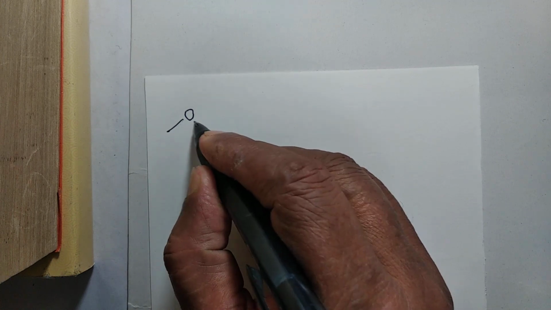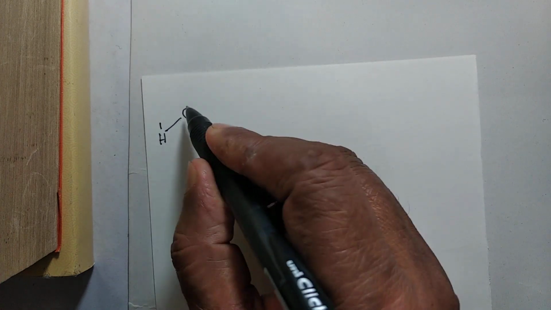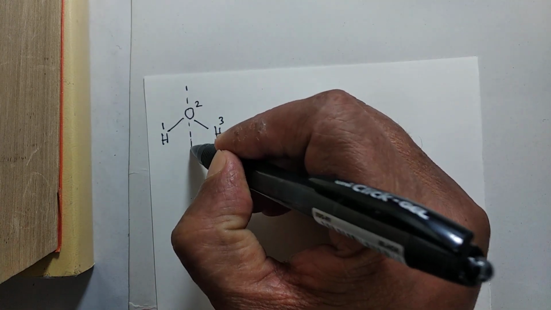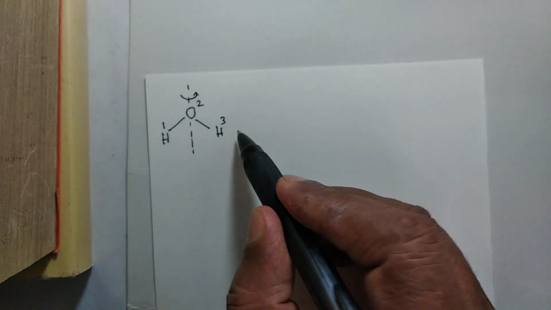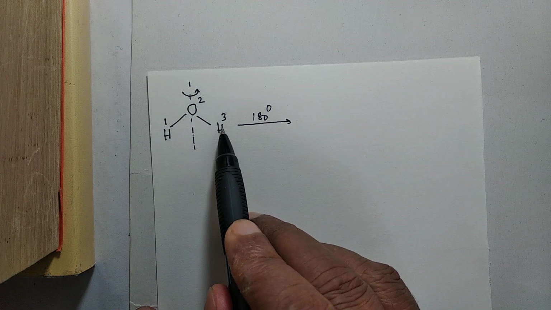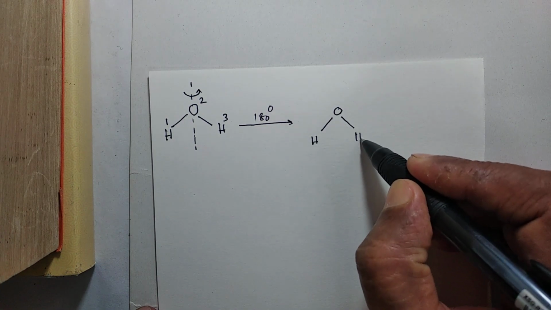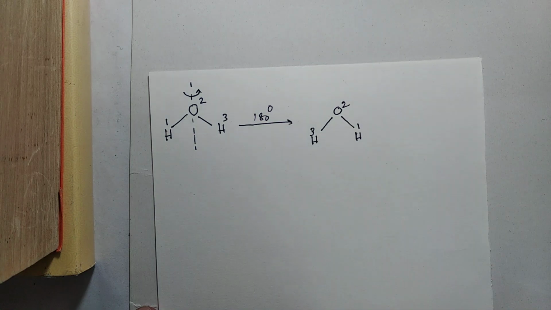Let us first consider the simplest molecule, water. For our convenience, we will label these atoms as 1, 2, 3. And imagine an axis like this. If you rotate the molecule about this axis through an angle of 180, what will happen? This atom will go to this place and this atom will go to this place. The configuration, that is arrangement of atoms, will be like this. Atom labeled 1 will come here, atom 3 will come here, and 2 will remain in its own place.